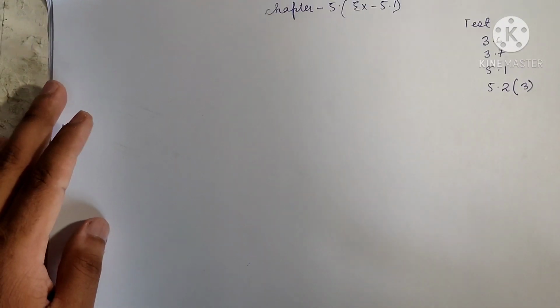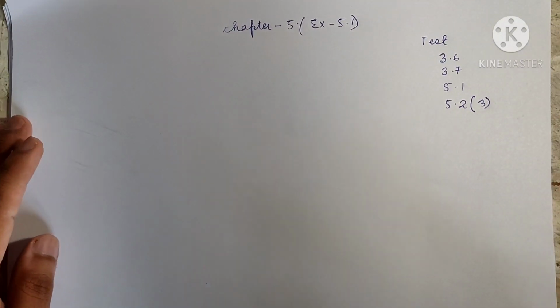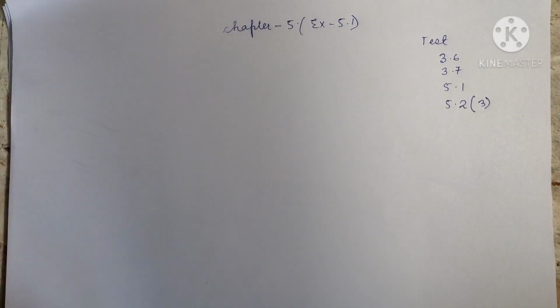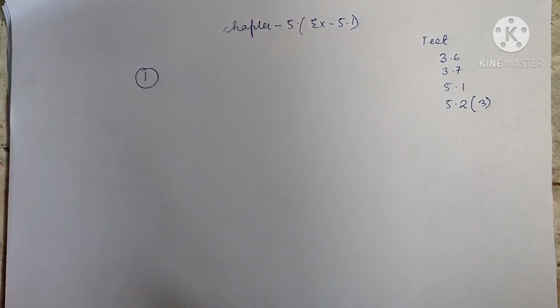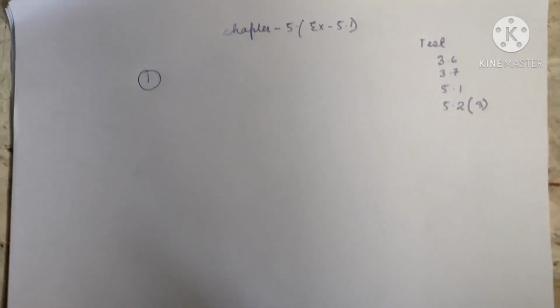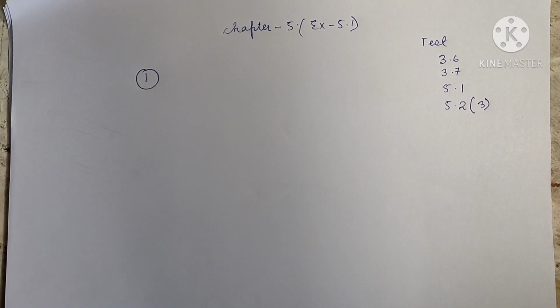So let's start with exercise 5.1. Okay, what is the first question asking? Exercise 5.1 number 1. What is the first question asking? It is saying, what are the disadvantages in comparing line segments by mere observation?